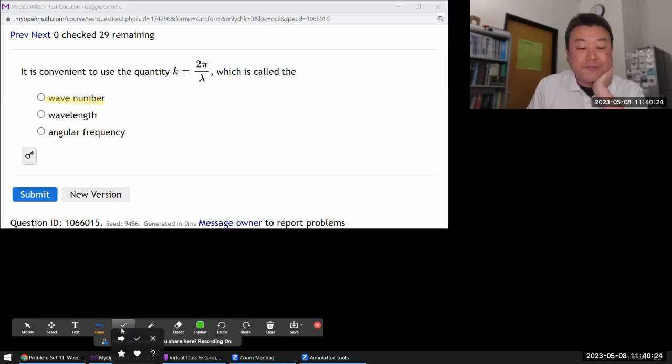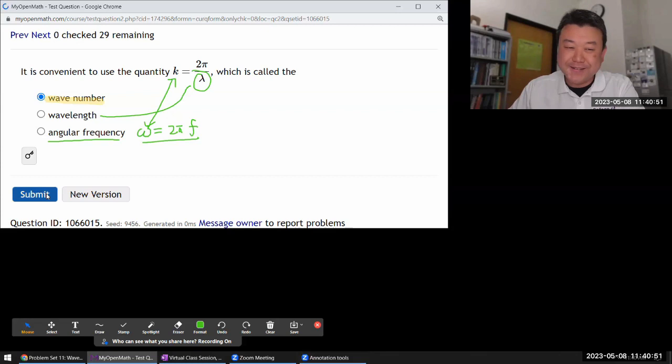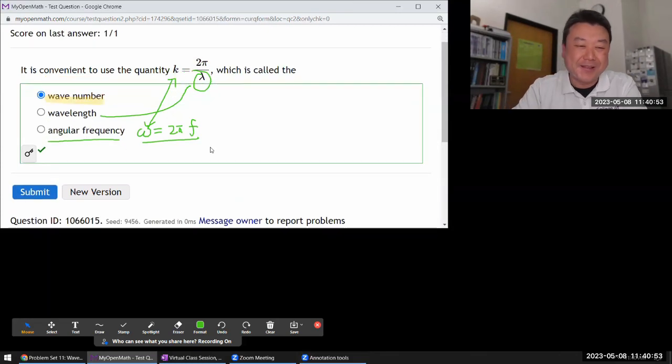And when it says wavelength, what is the wavelength? It's this quantity here. And for angular frequency, you will usually see the letter omega, which looks like W, but it's not W. Omega is angular frequency, which is 2 pi times frequency. Wave number and this are kind of analogous to each other. So anyway, wave number. This answer, I know for sure. I don't have to read the text.